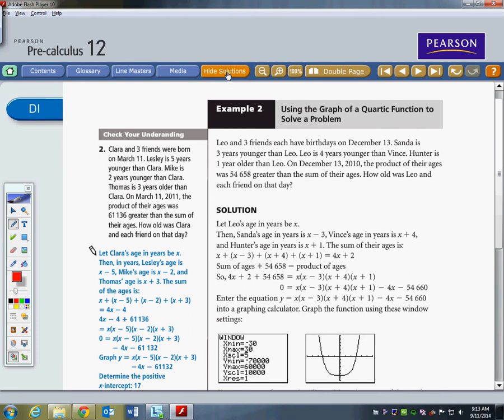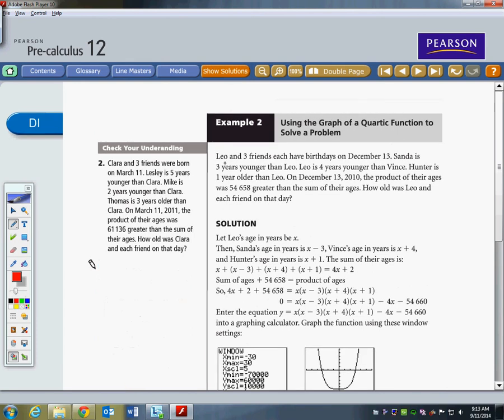Here, I'm going to hide this solution because we're going to be looking at it in a second. Leo and 3 friends, so 4 people altogether, quartic function, 4 friends, each have birthdays on December the 13th. Sanda is 3 years younger than Leo, Leo is 4 years younger than Vince, and Hunter is 1 year older than Leo.